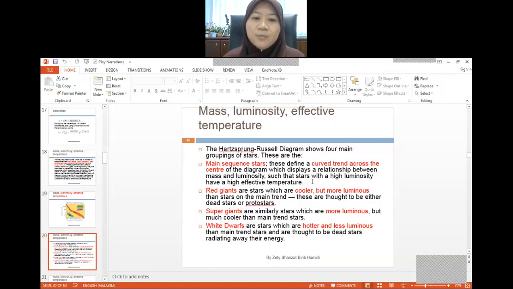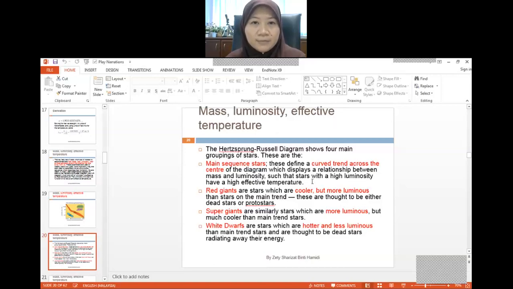So it can have the same temperature as the protostars or the same temperature as the dead stars. Now we move on to supergiants. When we talk about super, of course, the size must be larger compared to the red giant, and more luminous. The luminosity increases, and somehow it will be cooler. So the relationship depends much more on the area, in terms of size, to make the luminosity increase. But not all stars can reach this stage. Only very massive stars can be supergiants.